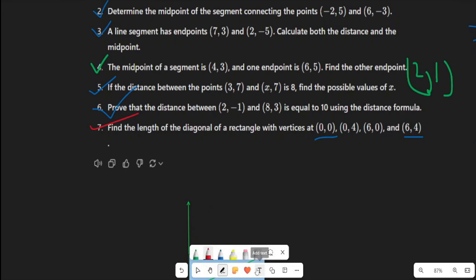So that's it for today. In the next session we will learn about slope and straight line.